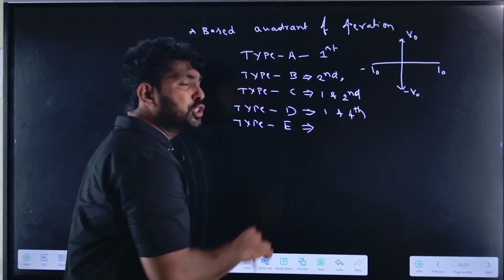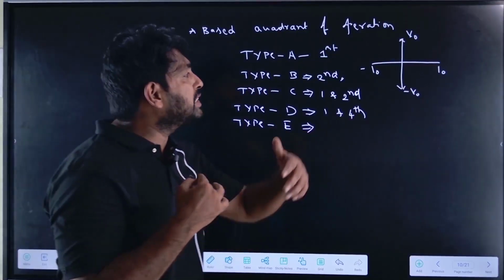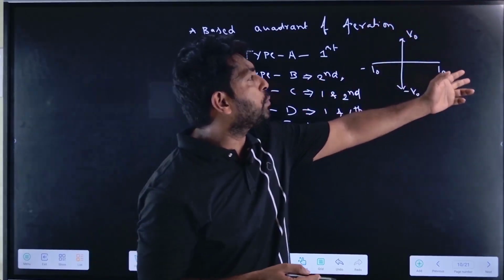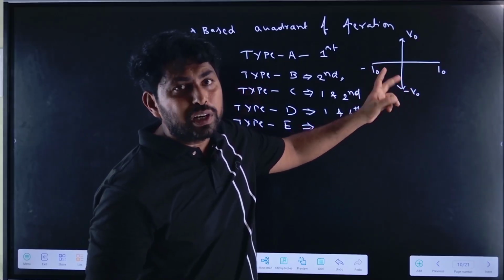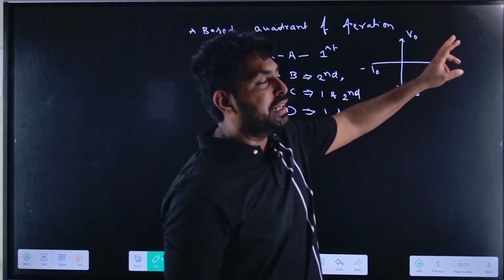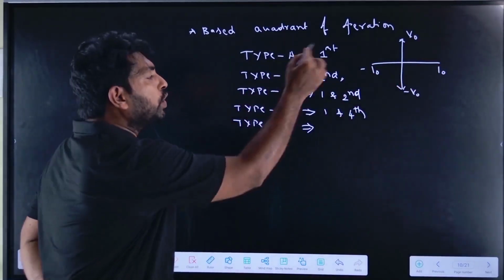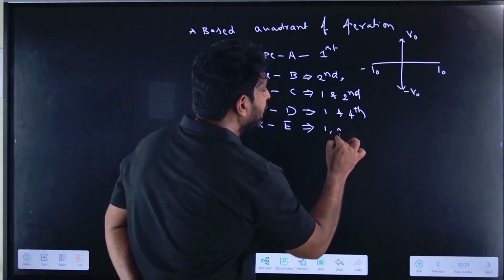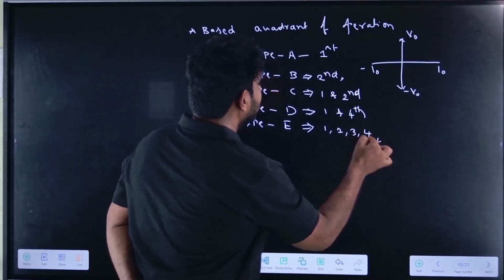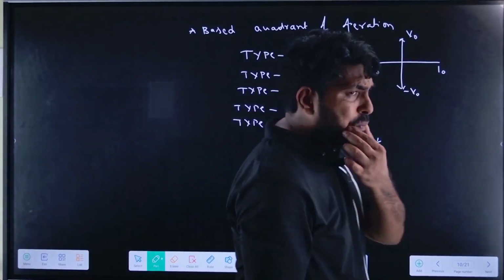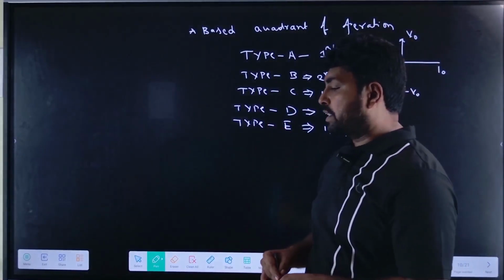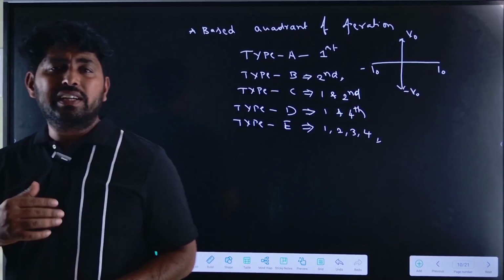So the type E chopper will operate in all the quadrants: V0 and I0 both positive, V0 positive and I0 negative, both the voltage and current negative, and the current positive with the voltage negative. In all quadrants it can operate, so we can call this a type E chopper. Based on the quadrant operation, DC to DC converters are classified into these types.